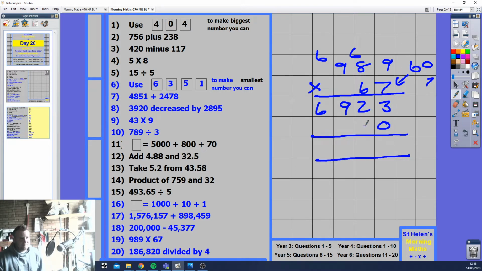6 times 9 is 54. 6 times 8: 8, 16, 24, 32, 40, 48. 48 plus 5 is 53. And then we've got 6 times 9 again, which is 54. 54 plus 5 is 59. That was a really tough one, and that takes quite a lot of care.